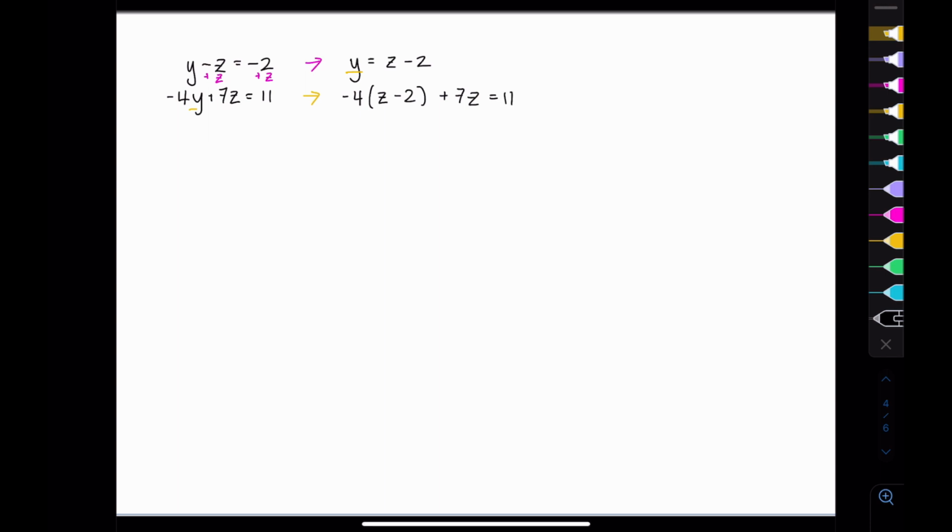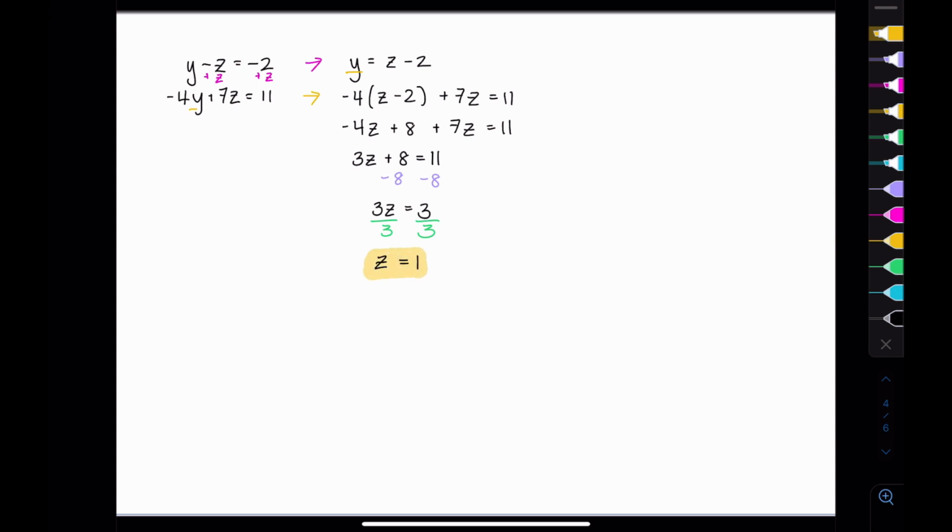So we've boiled this down to an equation just involving z. We solve it by distributing this. That gives us negative 4z plus 8 plus 7z is 11. Combining my z's, this is 3z plus 8 equals 11. So we isolate our z by subtracting 8. This gives us 3z equals 3. And then we divide by 3, and that gives us our z value is equal to 1.